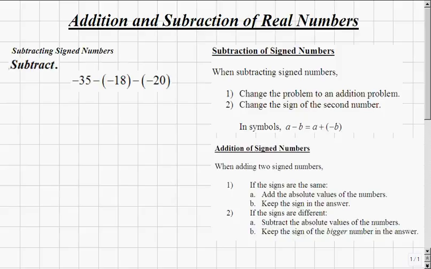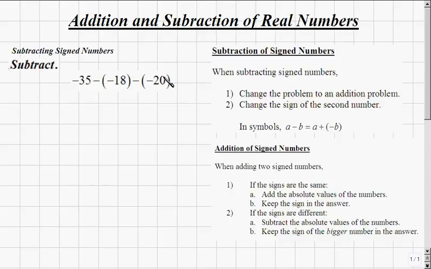Let's perform the following subtraction. Negative 35 minus negative 18 minus a negative 20. For us to find the answer, we'll perform our operations from left to right. So we'll first find negative 35 minus negative 18 to come up with an answer, and then subtract a negative 20 from that for our final answer.